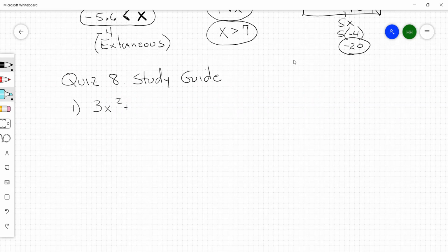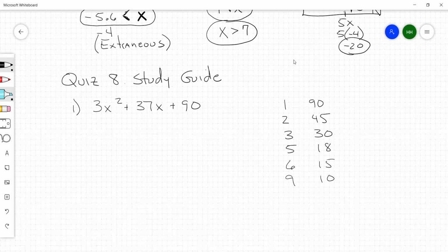Three x squared plus 37x plus 90. Factors of 90 that we can use: we got a 1 and a 90, 2 and 45, 3 and 30. Does 4 go into 90? No. What about 5? 5 and 18. 6: 90 divided by 6 is 15. 7, 8, 9, 9 and 10.